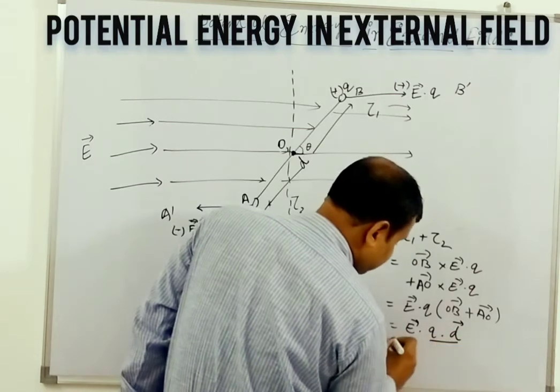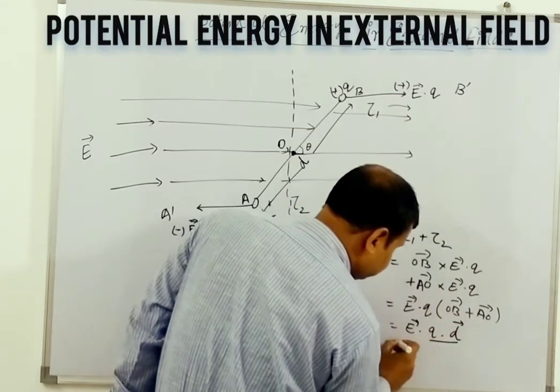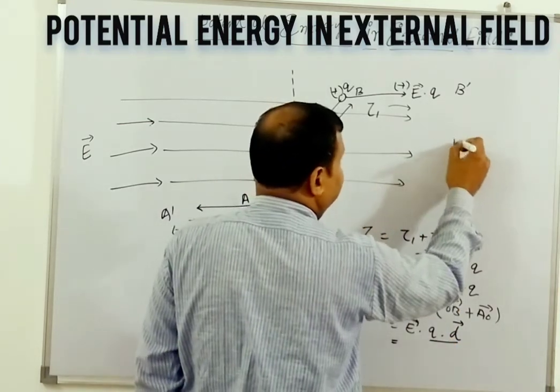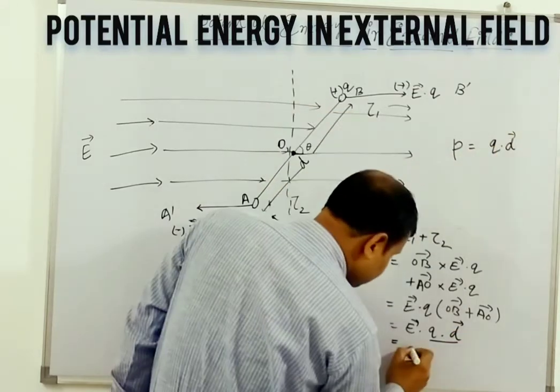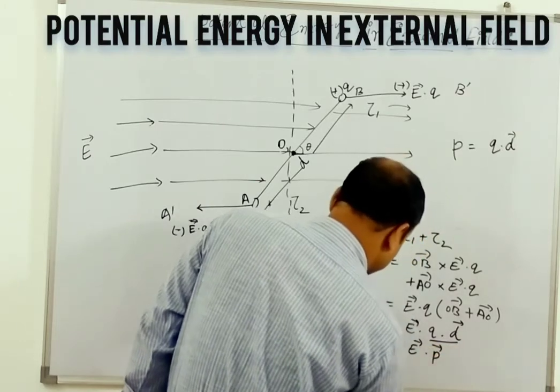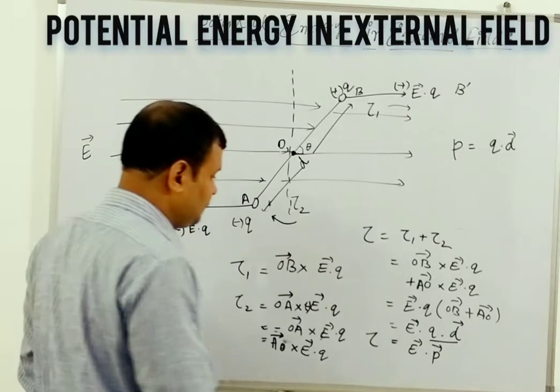And this QD we know is the dipole. We define dipole P, it is the Q into D. So this is E into P. Okay.